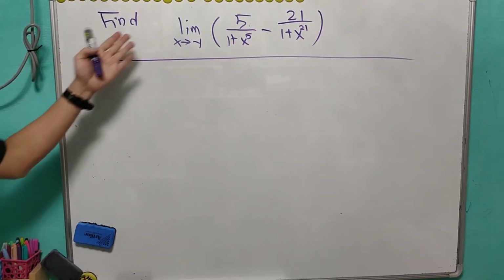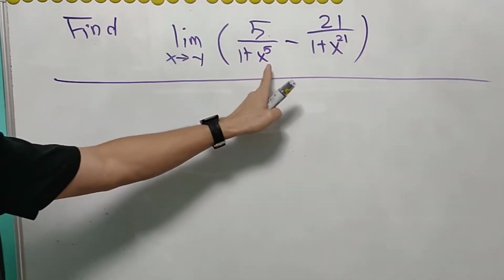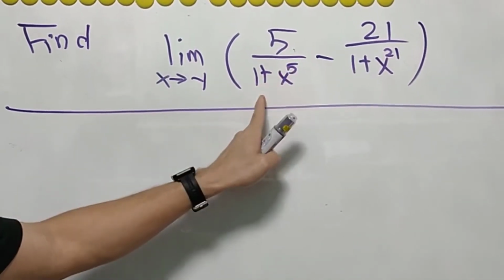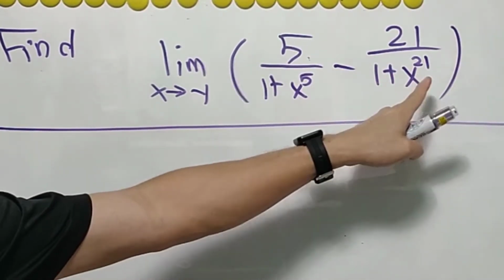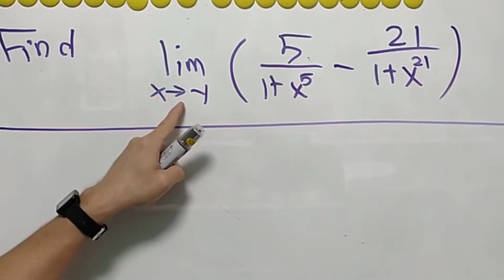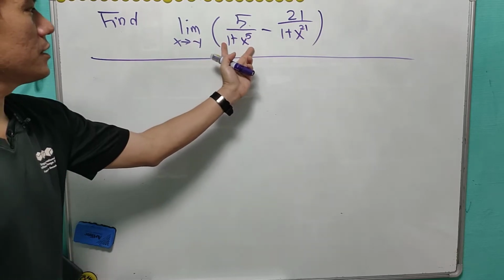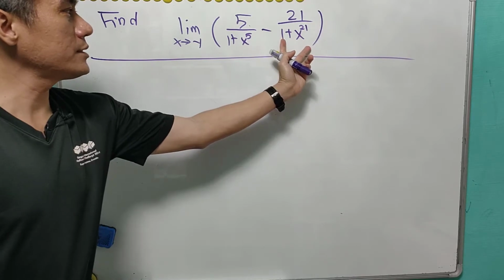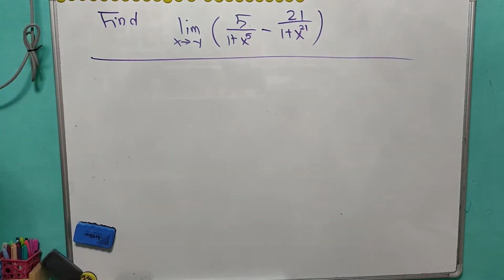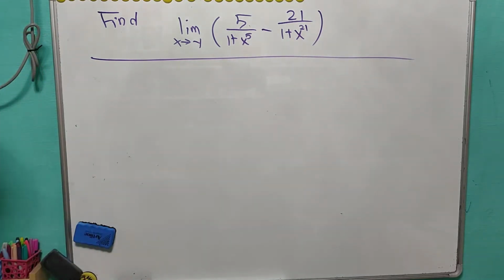For today, let's look at this very interesting question. We are asked to find the limit of this function, 5 over 1 plus x to the power 5 minus 21 over 1 plus x to the power 21, where x goes to -1. We know that when x goes to -1, the first term may go to positive or negative infinity, and likewise for the second one. So you are unsure whether the limit exists or does not exist.